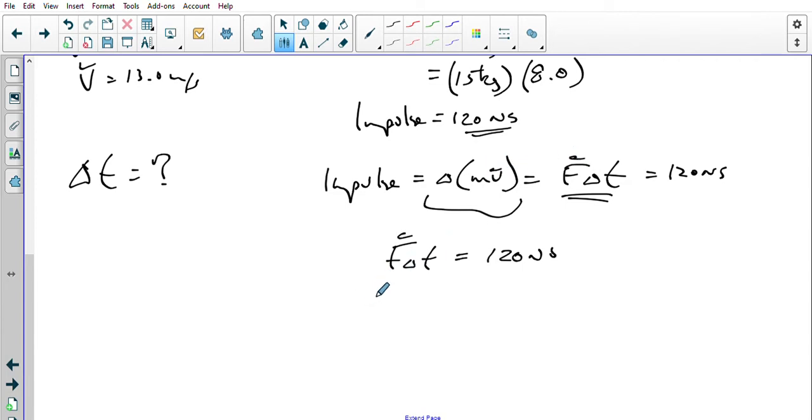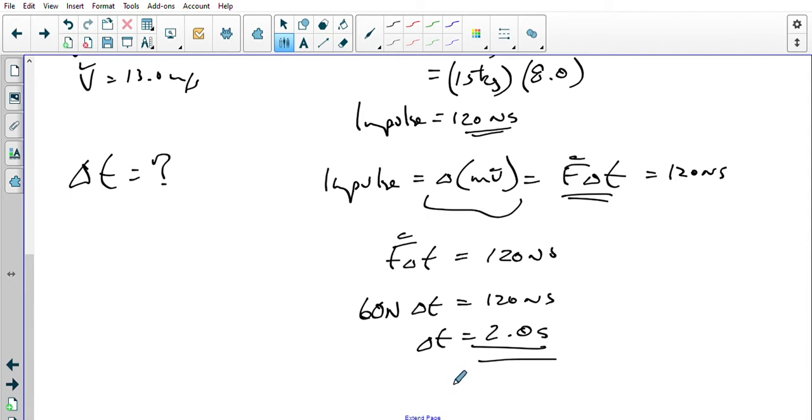The force we were told was 60 newtons. So we'll use 60 newtons times delta t equal to 120 newton seconds. So delta t is equal to 120 divided by 60, and that would be equal to 2 seconds. That's how long the force was acting upon it.